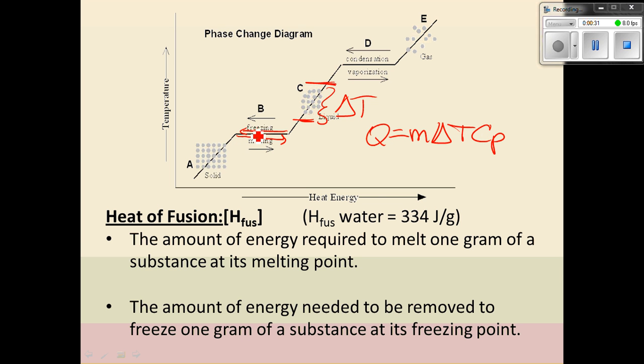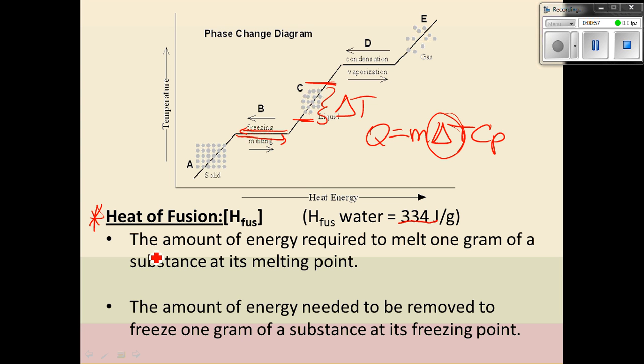What happens during freezing and melting, though, or any phase change, condensation, vaporization, is you don't have a temperature change. So if I plug in a temperature change of zero here, I would get that no energy is required to melt something, but you know that's not true. So we're going to use something called the heat of fusion. The heat of fusion for water happens to be 334 joules per gram. So 334 joules is required to melt 1 gram of a substance.